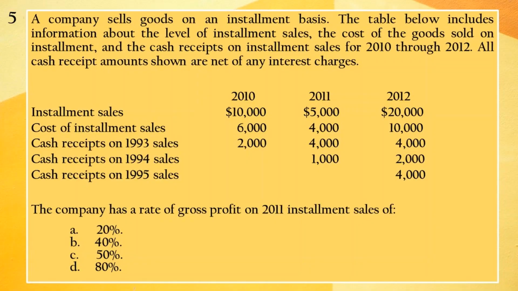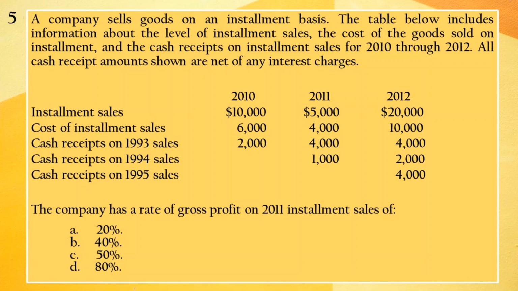Next, a company sells goods on an installment basis. The table below includes information about the level of installment sales, the cost of the goods sold on installment, and the cash receipts on installment sales for 2010 through 2012. All cash receipt amounts shown are net of any interest charges. So we have information about installment sales, the cost of installment sales, and then some random cash receipts from the 90s. So when we think of gross profit, we know that it is income minus cost of goods sold, right? Or in this case, it would be installment sales minus cost of installment sales. The cash receipts is just something to distract you in the question.